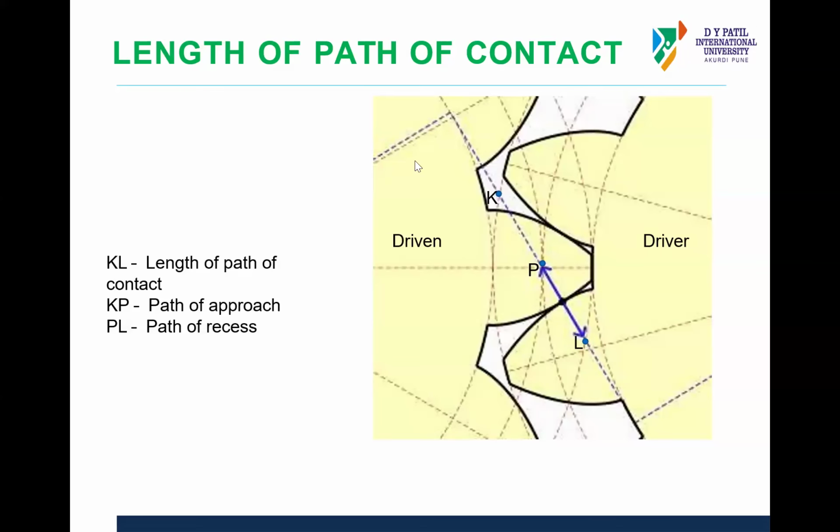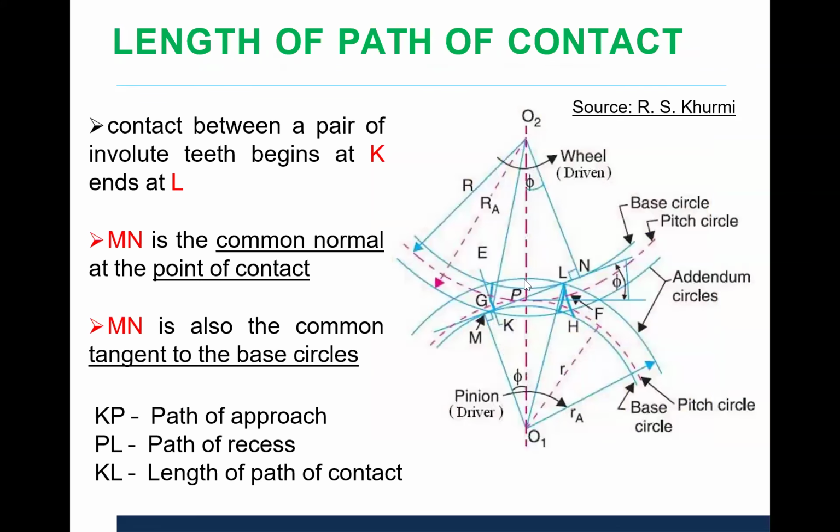Good morning all. In this class, we'll discuss how to calculate the length of path of contact for a gear pair. As we discussed, KL is known as the length of path of contact, whereas KP is the path of approach and PL will be the path of recess for this gear pair.